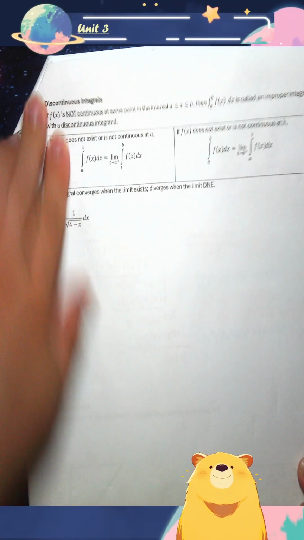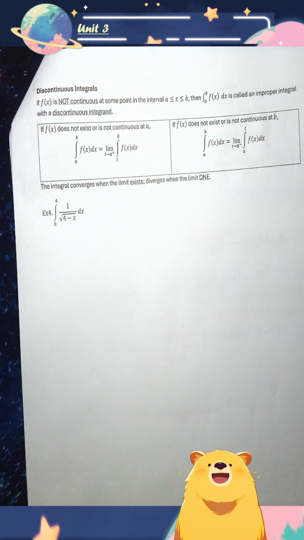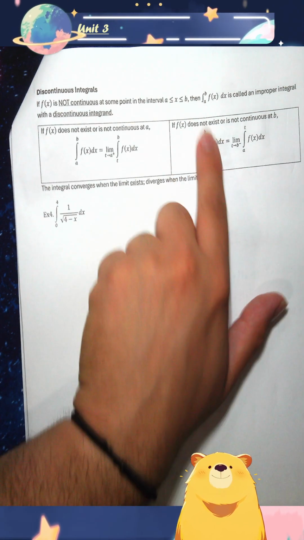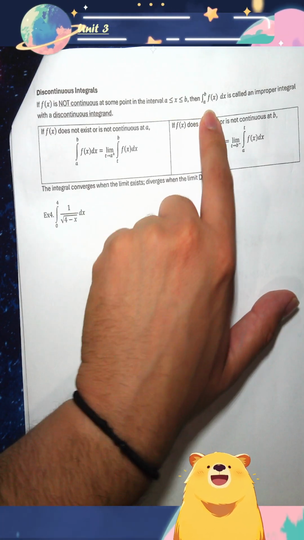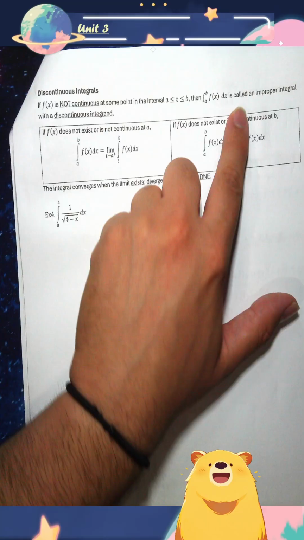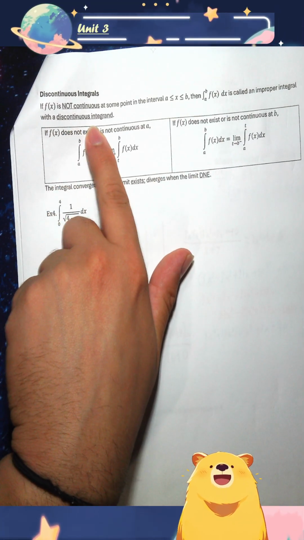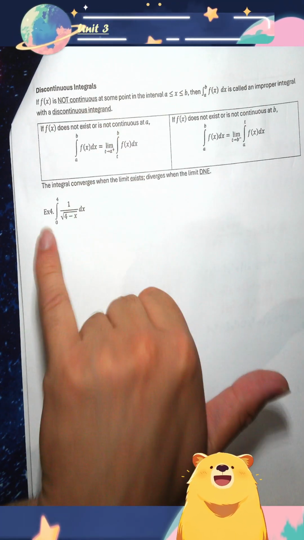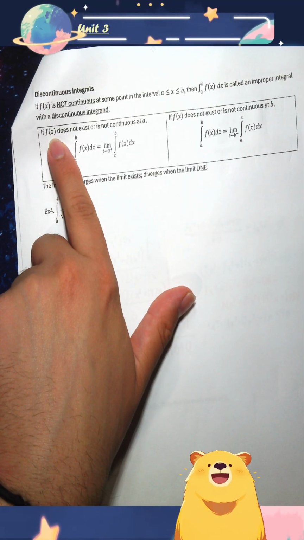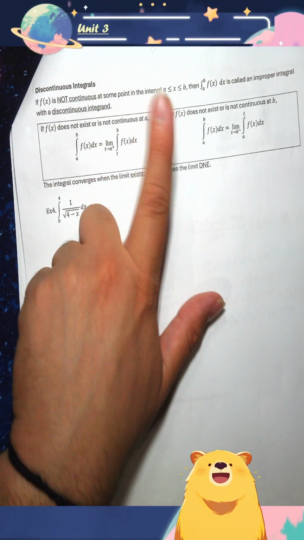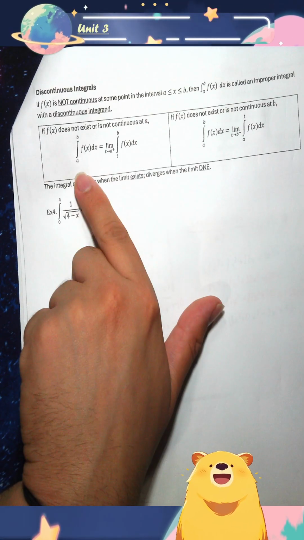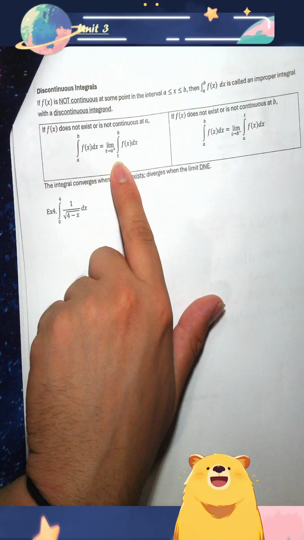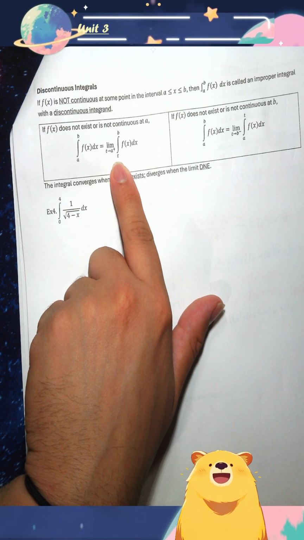Okay, last one, and this is a special case. It's a discontinuous integrand. Now, if f of x is not continuous at some point in the interval a to b, then this integration from a to b of f of x dx is called an improper integral with a discontinuous integrand. So then you have those boundaries listed in the following. If f of x does not exist or is not continuous at a, then you technically are forced to write it as a limit.